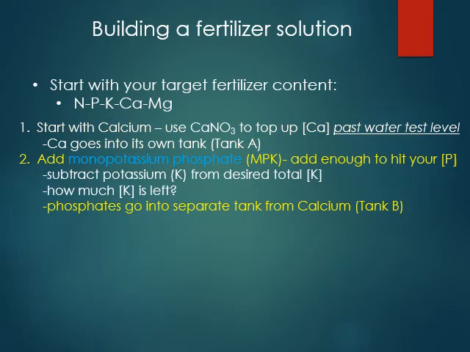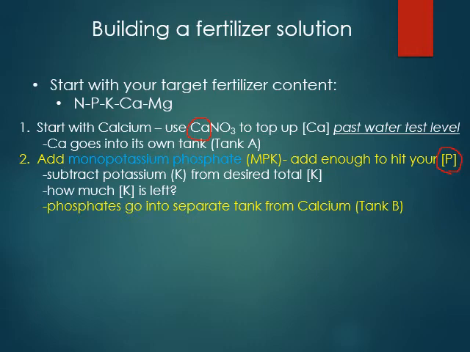Then you move on to MKP, or monopotassium phosphate. And again, it's the phosphorus that we're actually looking at target-wise, not the potassium, just like it was the calcium in the calcium nitrate that we started with. Okay, do you see kind of where we're going? We're picking off the lesser nutrients first using some of the key ingredients, and we'll probably go back and adjust it, right? So we add our MKP to hit our phosphorus target.